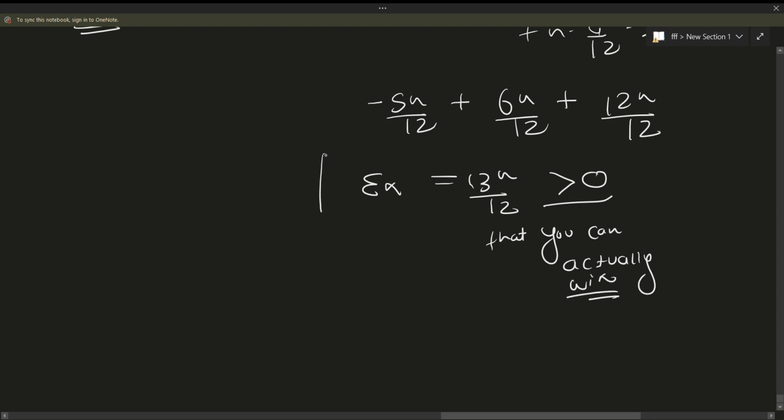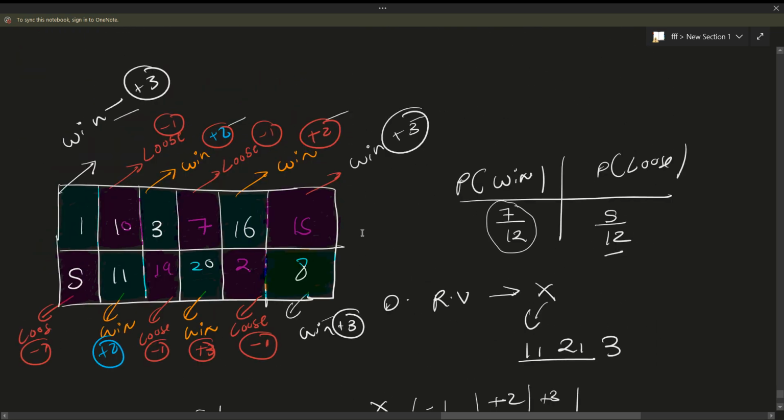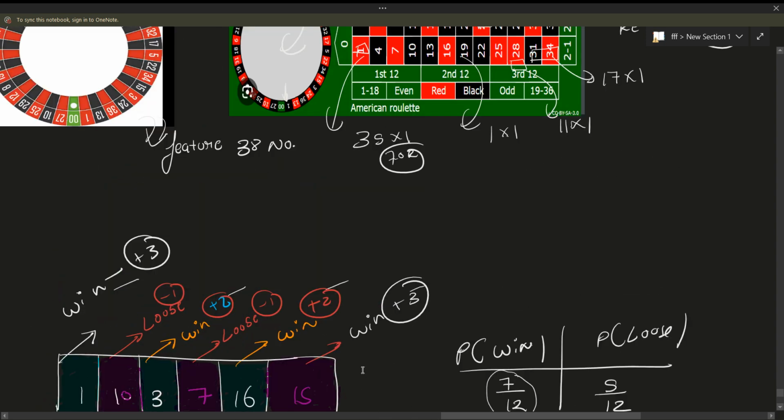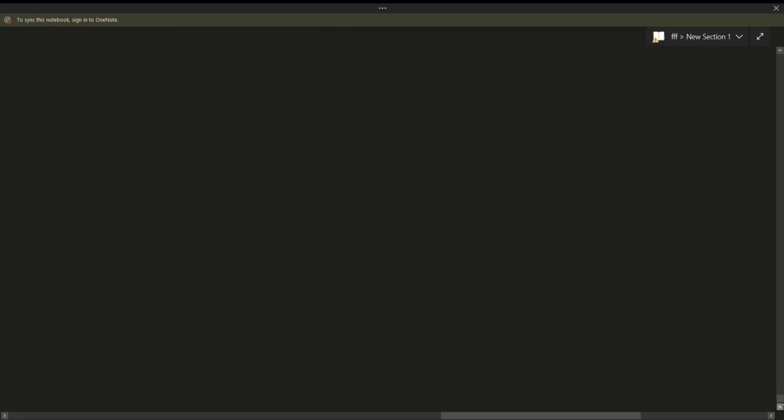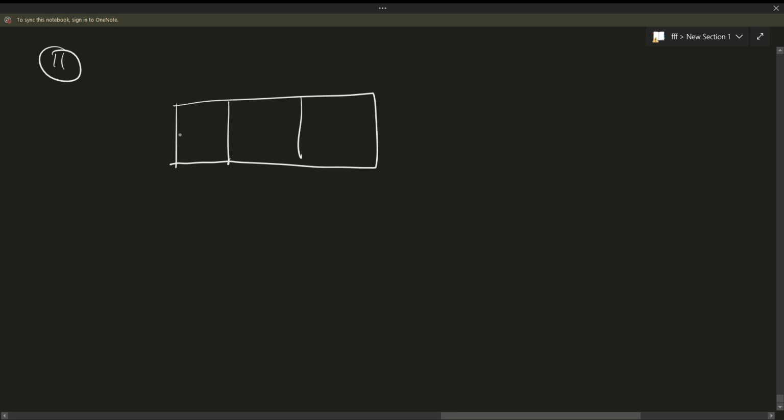This is my first roulette. If somehow you're getting expectation greater than 0, definitely there's a higher chance that you can win this roulette. Now let's create our second roulette. This is my second roulette. It will contain 6 blocks: 1, 2, 3, 4, 5, 6.